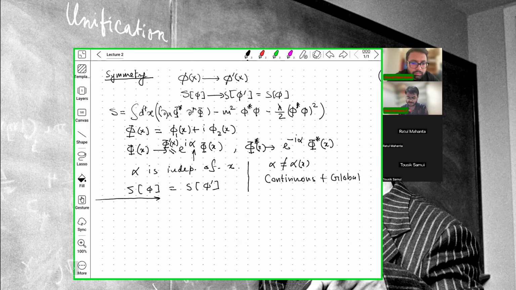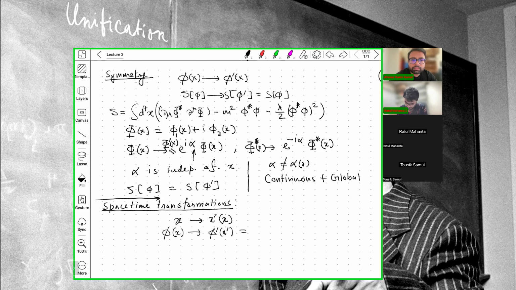Now I will be talking about space-time transformations. Very often the symmetries are given in terms of space-time transformations, which probably you can call space-time symmetry. I'm not sure about the terminology. You can maybe find it in books. Okay, so what are they? You will change the space-time, which will be given by some x prime as a function of the old position. And you will also see how the fields transform. So the field will transform like some function of the old fields. These two together will constitute a symmetry.